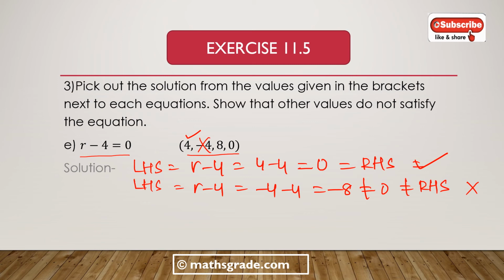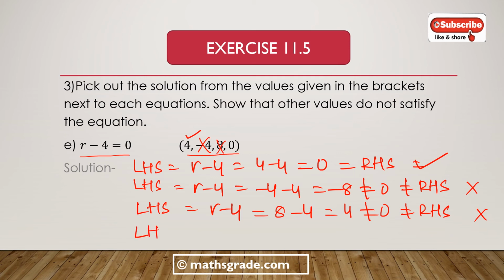Now substitute r equal to 8 in the left hand side of the equation. The left hand side is r minus 4. Substituting r equal to 8, it becomes 8 minus 4. 8 minus 4 is 4, which is not equal to 0, not equal to the right hand side. So this is also not possible. r equal to 8 is not the solution for the given equation, r minus 4 equal to 0.